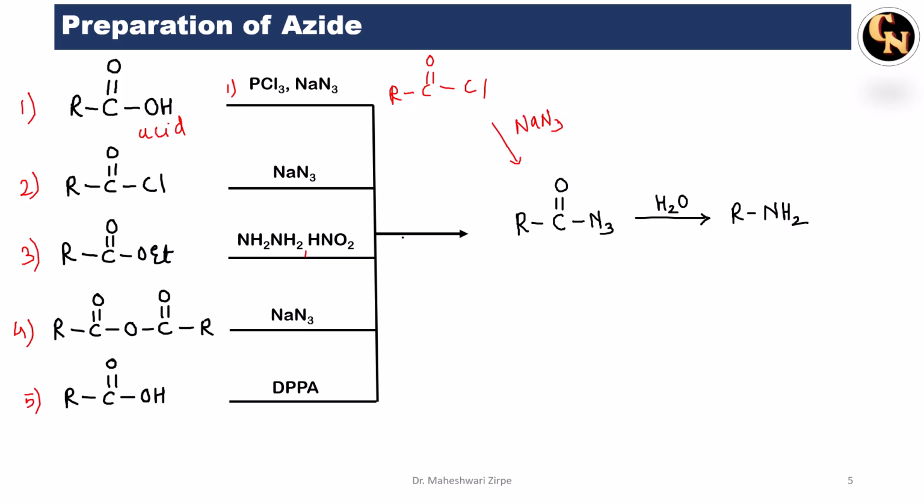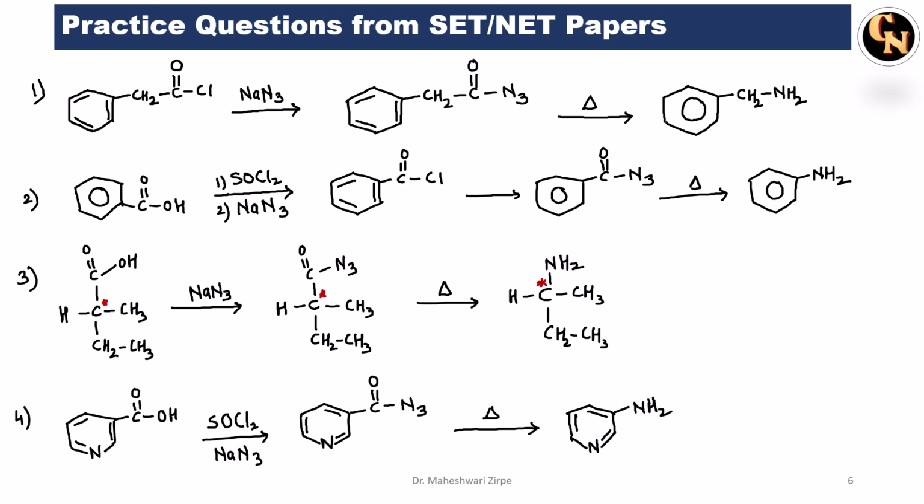Okay students, this is your acyl azide, and as we know, acyl azide can be easily converted into different groups depending on the starting materials. So acyl azide converts into isocyanate, and then the isocyanate gets converted into the products. Let us see a few practice questions based on CSIR-NET exam papers.